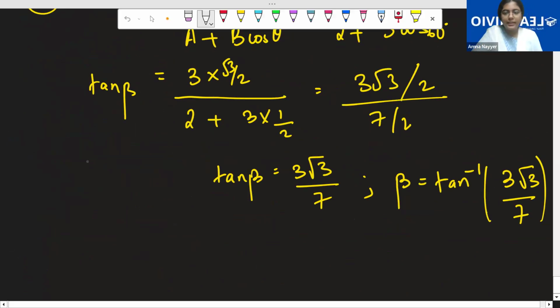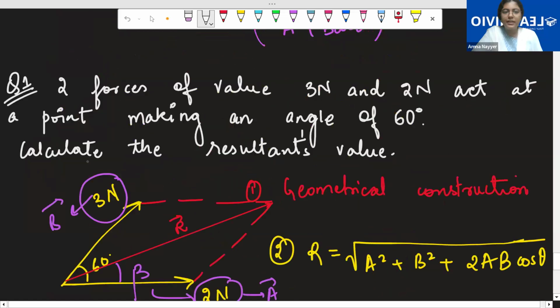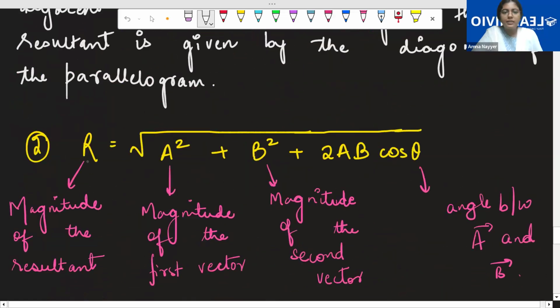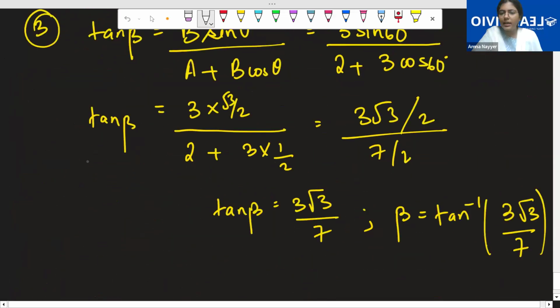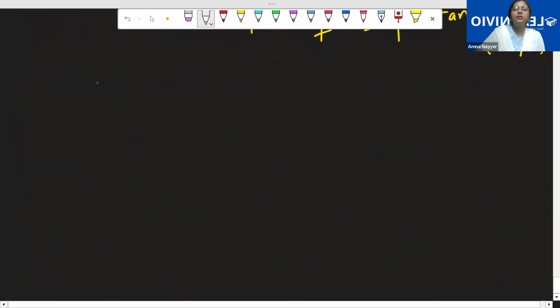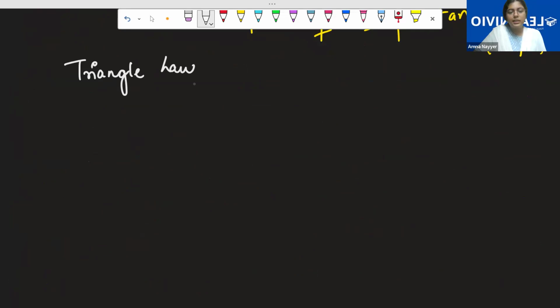Yes, class. So in the last class, we've completed the parallelogram law. Just a little bit about the triangle law and polygon law I'll tell you, because the magnitude is the same. See, triangle law basically says that if two vectors are in the same order. Now for this, you should understand what is meant by same order and what is meant by opposite order.